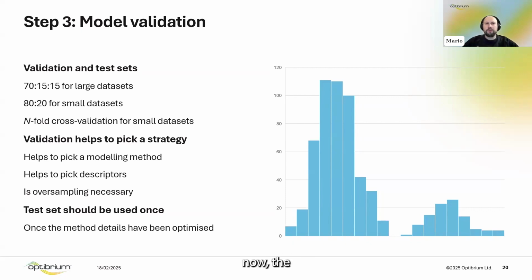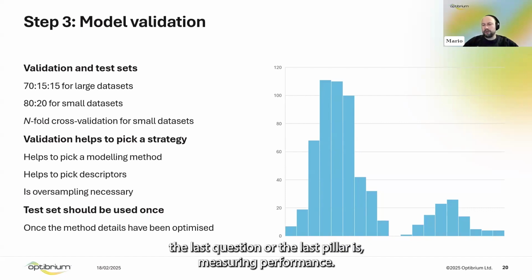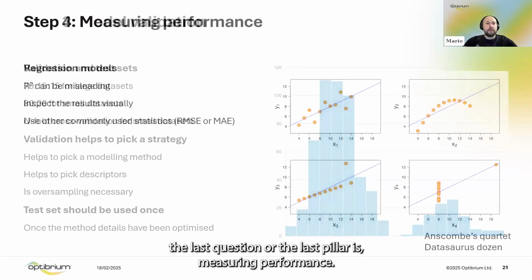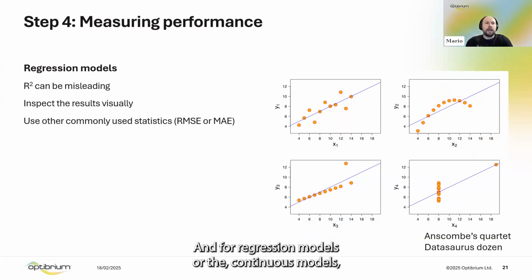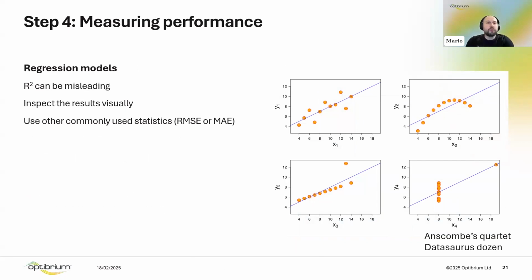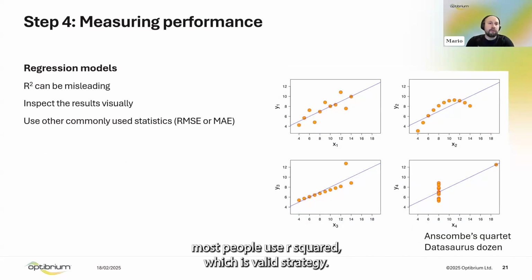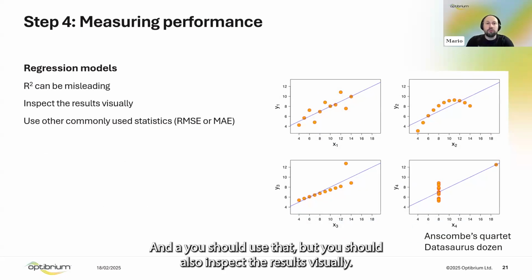Now, the last question, or the last pillar, is measuring performance. So how to determine if your model is actually good or not. For regression models, or the continuous models, most people use R-squared, which is a valid strategy, and you should use that. But you should also inspect the results visually.